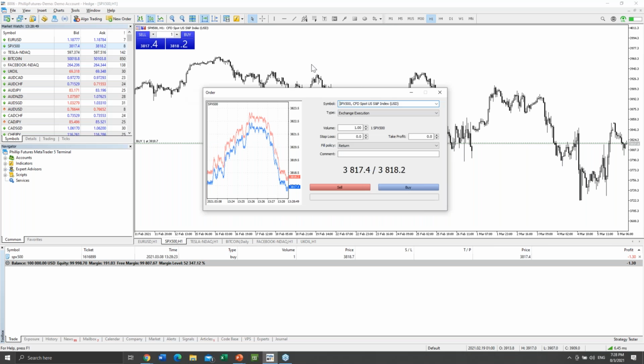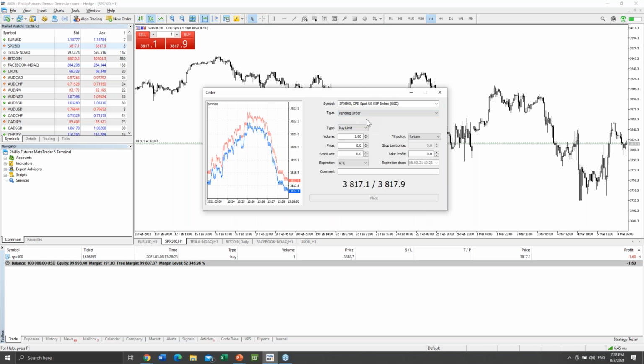So let me place a pending order so that you can visualize how it works. There are 6 types of pending order. The idea of a pending order is that you place an order in the market where price is not at currently, depending on the view you have. So for example, we can put a buy limit order. A buy limit order requires us to place a price that is lower than the market. So let me just see.